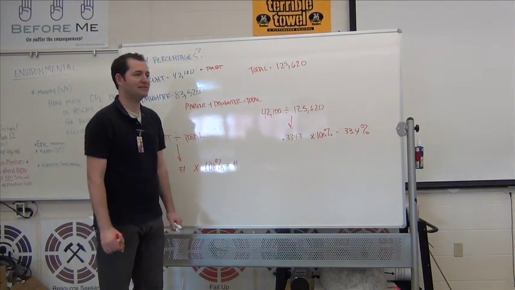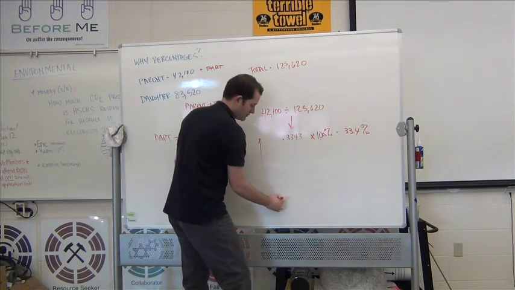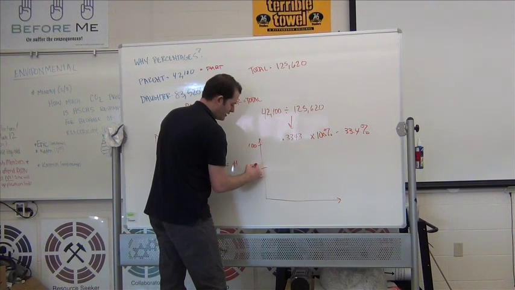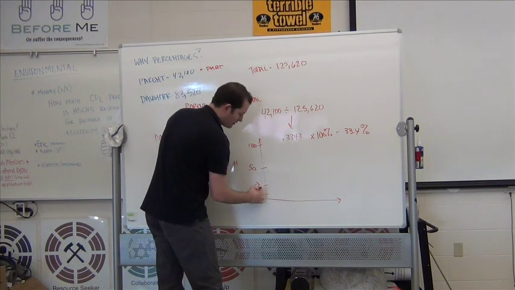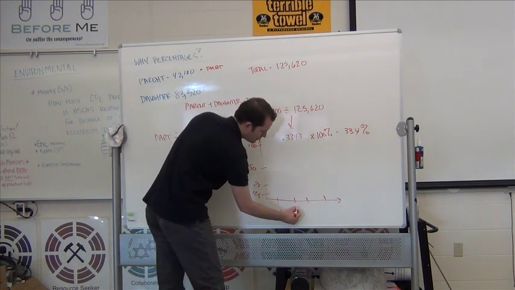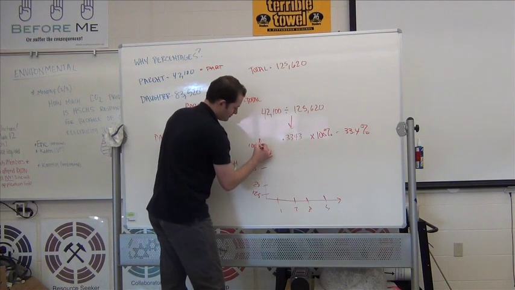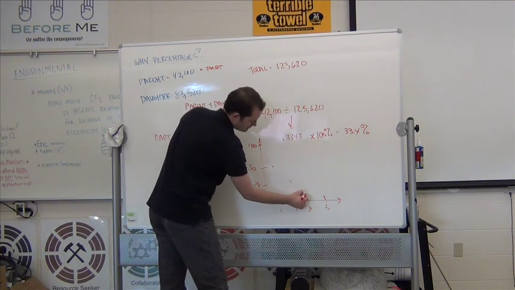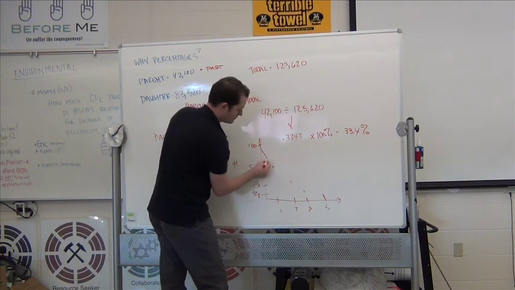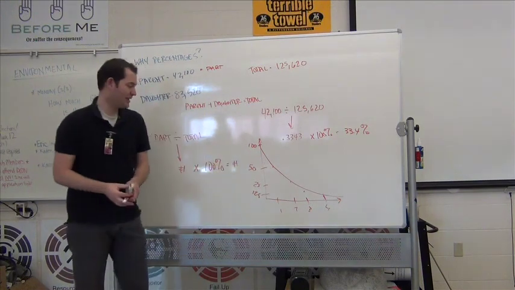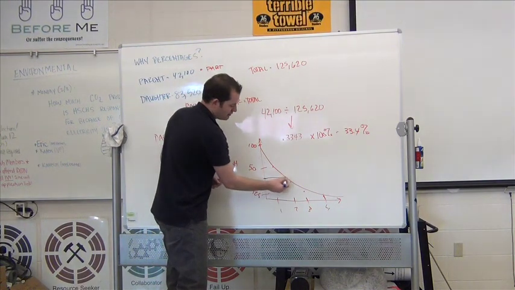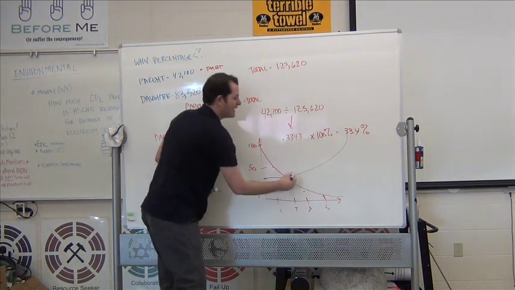How many half-lives is this? Start at 100. Go to 50. Go to 25. Go to 12.5, which is enough. 1, 2, 3, 4. Okay, where would about 33% be? Somewhere right about here, right? So right about there, a little bit past 1.5.